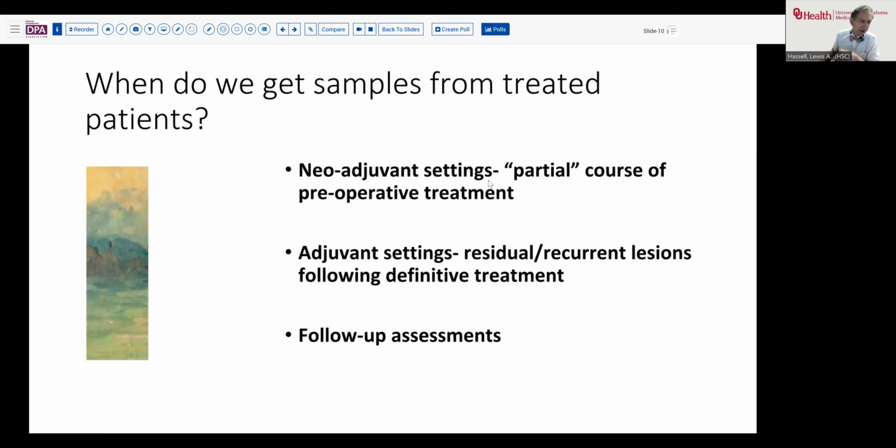The second setting, of course, is the primary setting, where they may have a full course of treatment with curative intent, either by radiation or maybe chemotherapy or whatever. And then for some reason, residual or recurrent lesions come to sampling. And then there's another scenario where in the course of treatment, assessments are performed to determine the degree of response to treatment and whether or not further management decisions need to be made. So those are the three settings that I think are most frequently encountered, and by far and away the most frequent are the first and the third one.